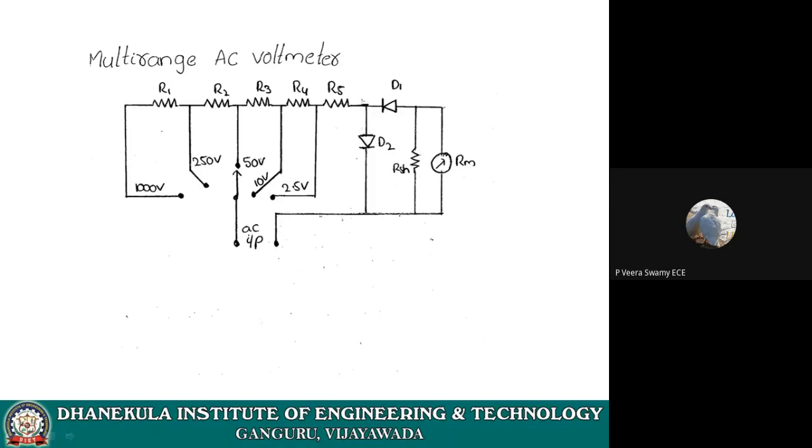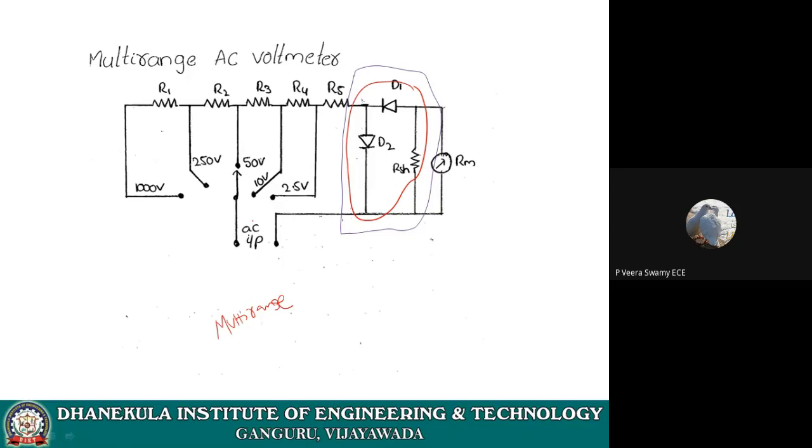We saw this in the last class too. Except this particular part, what is the remaining circuit called? Voltage divider. With the voltage divider and DC voltmeter, that is multi-range.